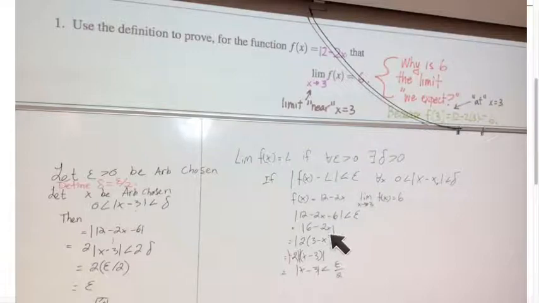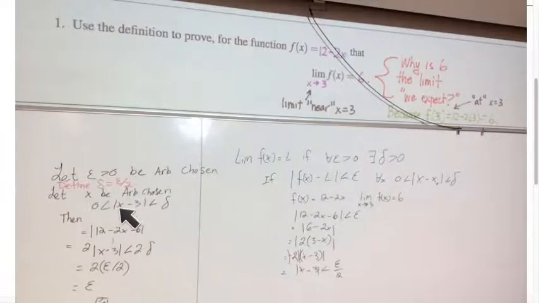So when we're doing our scratch work, we're trying to uncover an absolute value of x minus 3 in that process. And you find out that the absolute value of f of x minus L is less than epsilon exactly when the absolute value of x minus a is less than epsilon over 2. And then that's the definition that you use for delta, to find delta to be epsilon over 2.